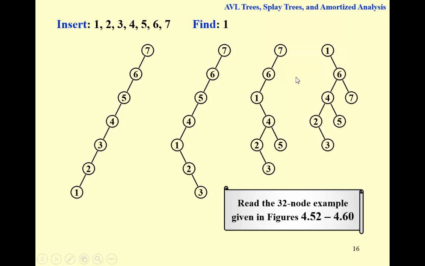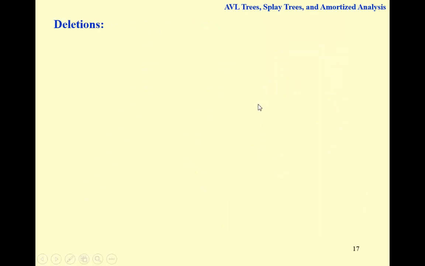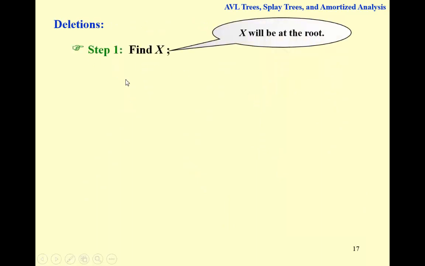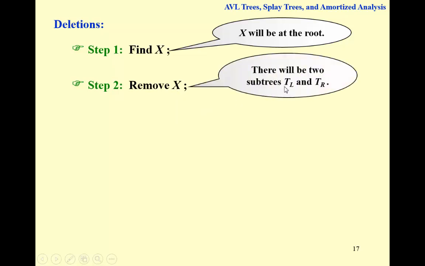So far we have only talked about insertions. How about deletions? Deletion is actually quite simple. Step 1, in order to delete some x, we have to find it, right? Since we're talking about a splay tree, after finding this one, this node will be at the root position. Then deleting x turns into deleting the root. Okay, so we remove the root. After removing the root, we're going to obtain two subtrees, left subtree and right subtree.